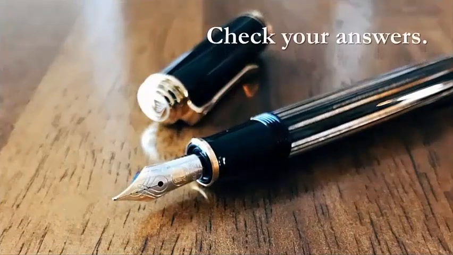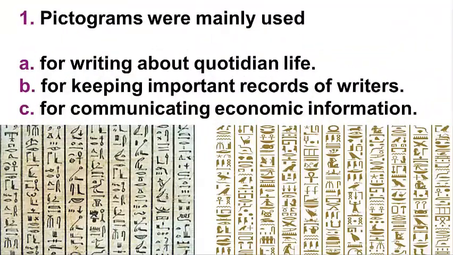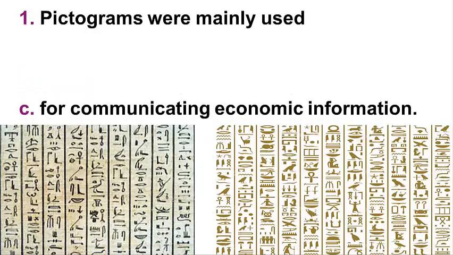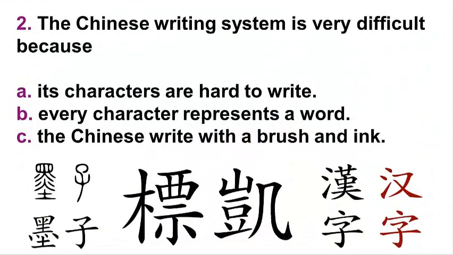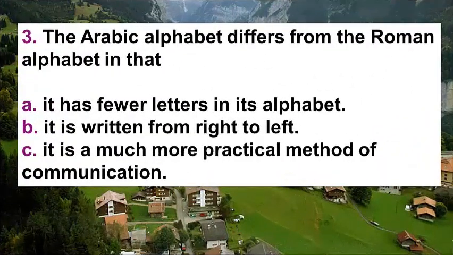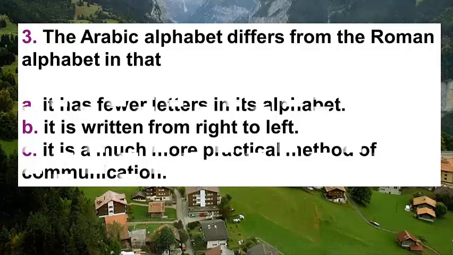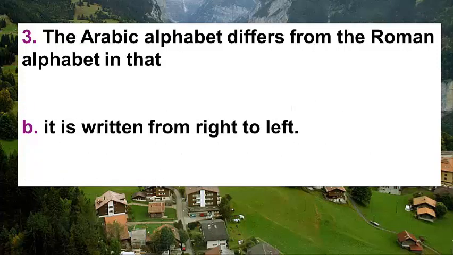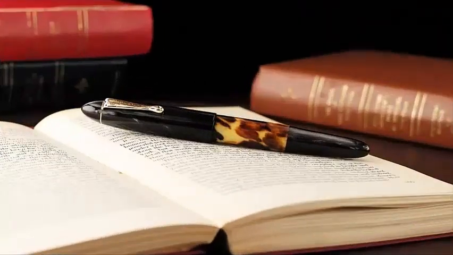Let's check the answers. 1. Pictograms were mainly used, yes, for communicating economic information. And the Chinese writing system is very difficult because every character represents a word. Finally, the Arabic alphabet differs from the Roman alphabet in that it's written from right to left.